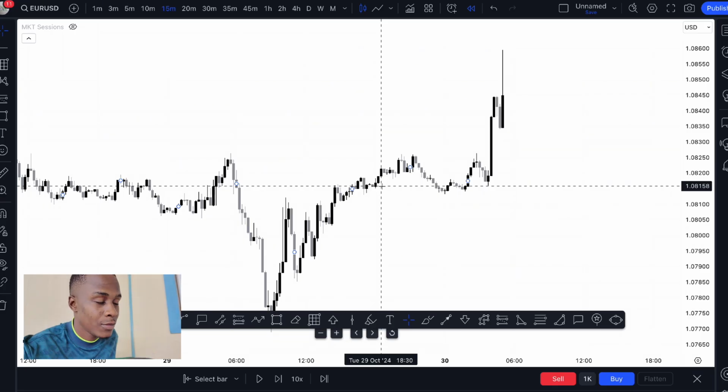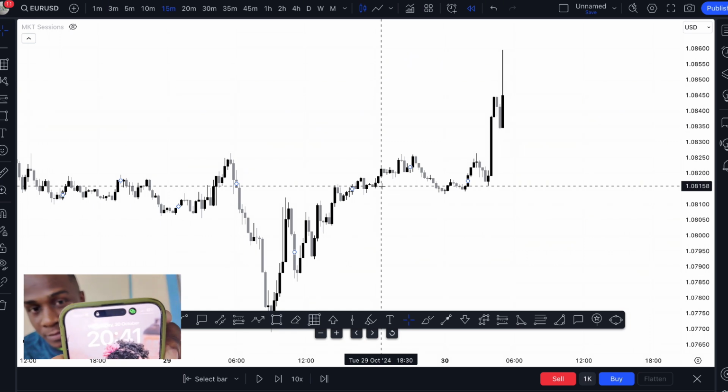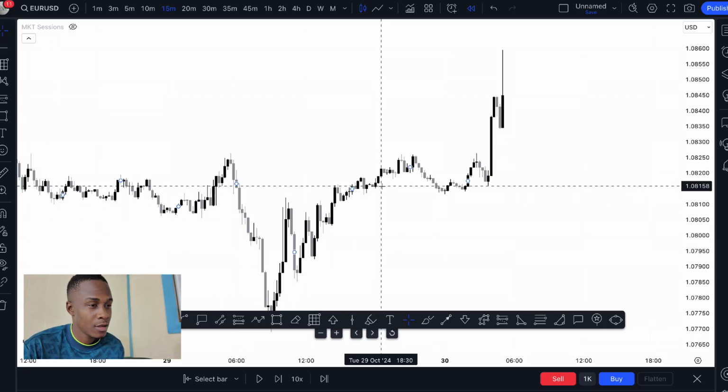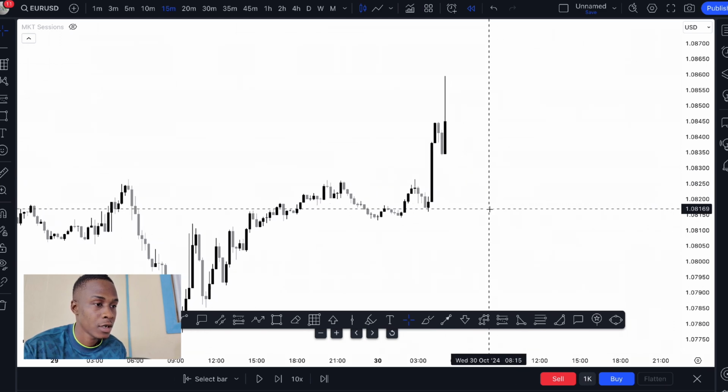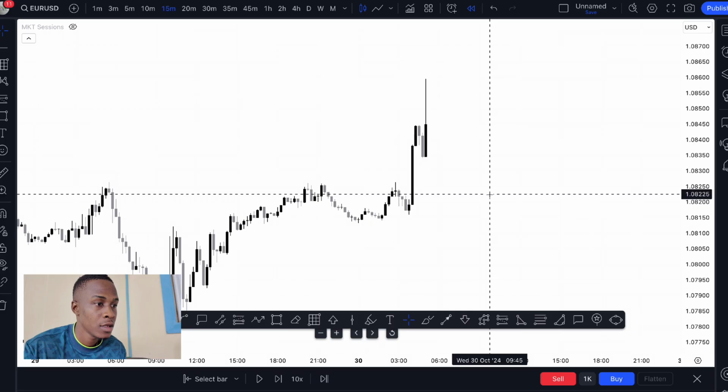Alright, so today is Wednesday. We didn't take any trade on Monday. We didn't take any trade on Tuesday, but we did manage to take a trade this morning on EURUSD. And what I'm pretty much going to do now is just review the trade that I actually caught. Alright, so right here on the chart, this is EURUSD, and this is what I actually see.